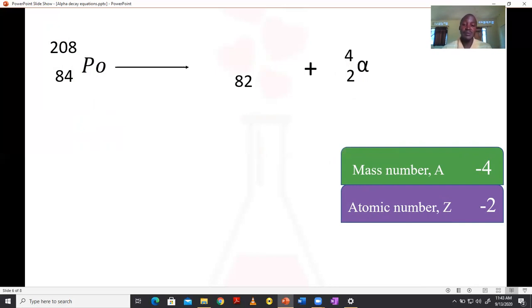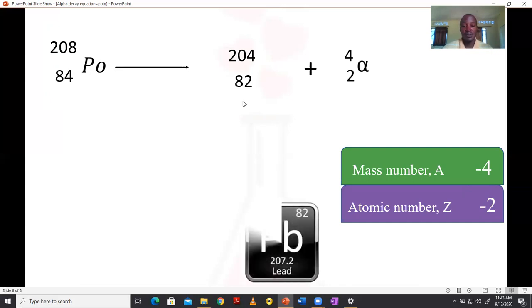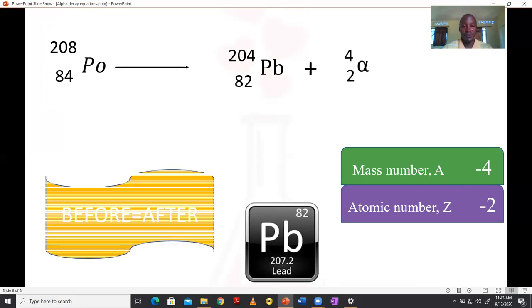So we shall have to go to the periodic table once again and find which element that is. At the same time, the mass number will have to decrease by 4. So 208 minus 4, we get 204. So the new element having atomic number 82 will be lead and will have mass number 204. And that's how we tell which new element is formed when polonium 208 undergoes alpha decay. So it will be lead 204 that will be formed.